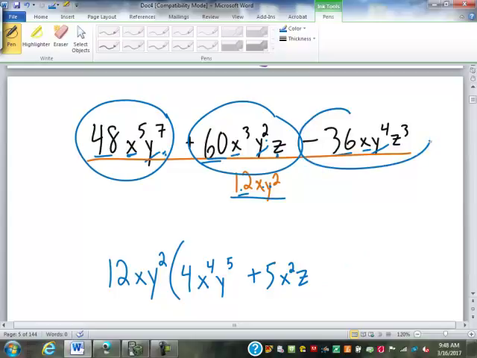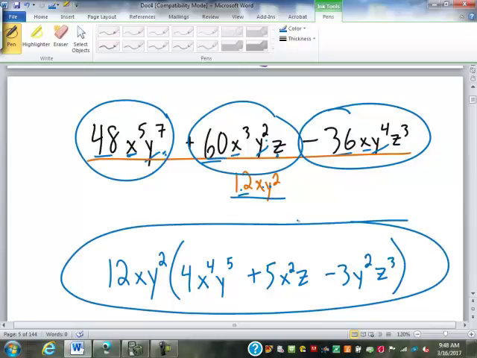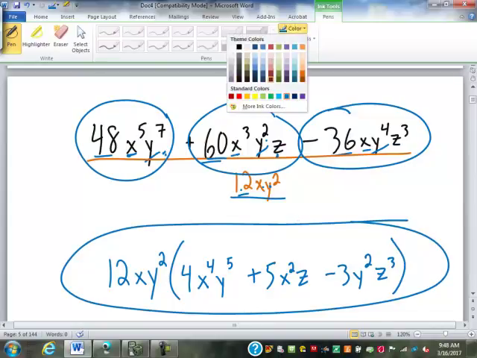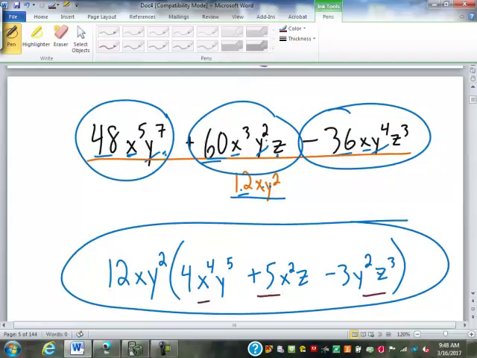Then we've got the negative 36xy to the fourth z cubed. Negative 36 divided by 12? Negative 3. X divided by x cancels. Y to the fourth divided by y squared is y squared. 4 minus 2 is 2. And then the z to the third, there's nothing to change it, so that's just z to the third. So that is the factoring there. Now, since this is 3 terms, we should look to see if that can be factored, but it can't.